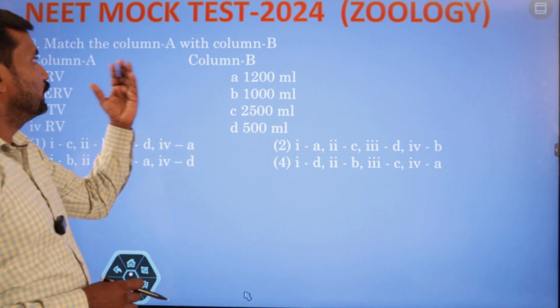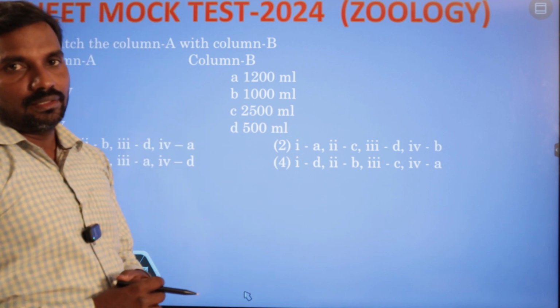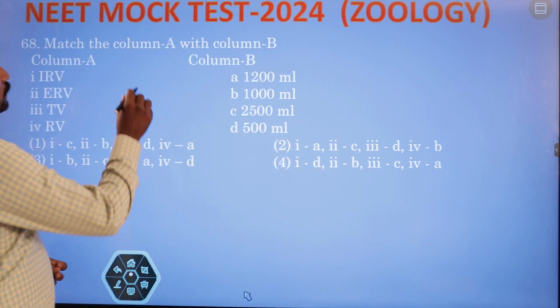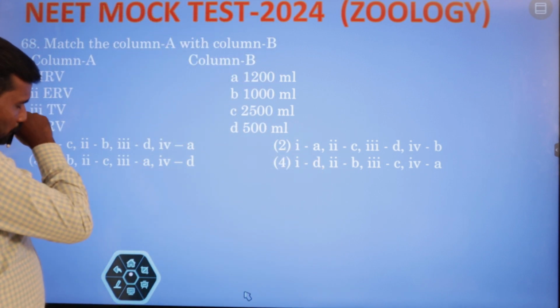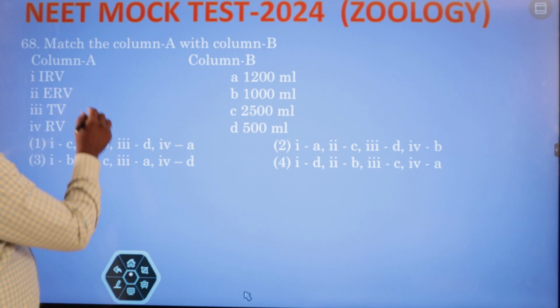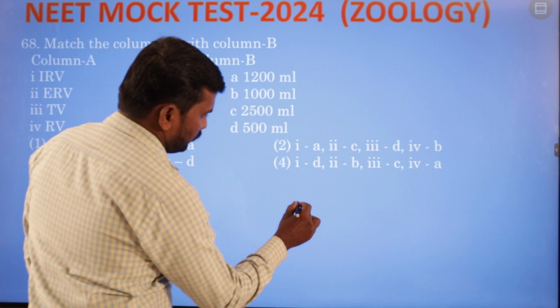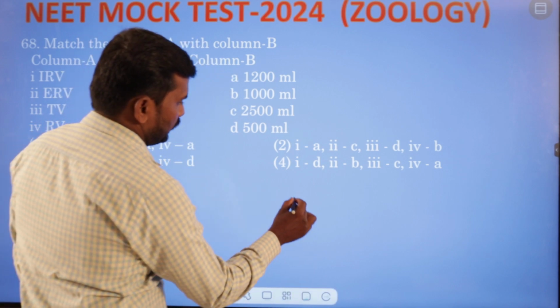Specifically, we once again need to give more importance to the respiratory volume and respiratory rate. This question is given on respiratory volume and respiratory capacity. So the correct sequential order is TV. Everybody knows very well about the TV. The first one is tidal volume.